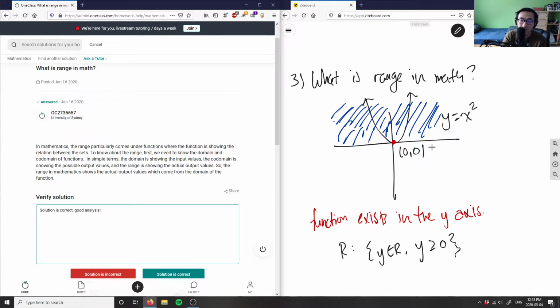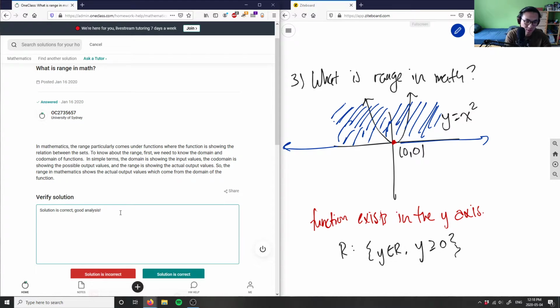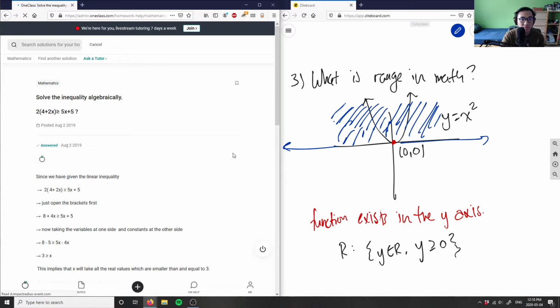In terms of the domain, the domain of this function is x is all real numbers, right? If I go to positive infinity on the right-hand side and negative infinity on this side, my function will always exist. Even if I put negative 100 squared here, I will get a y value. So there are no restrictions in my domain. X belongs to the set of real numbers. So I'm going to say the solution is correct. Great analysis for this question.